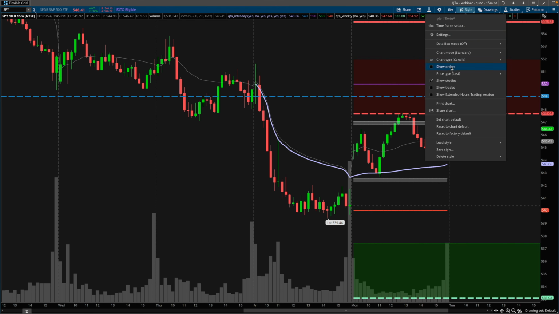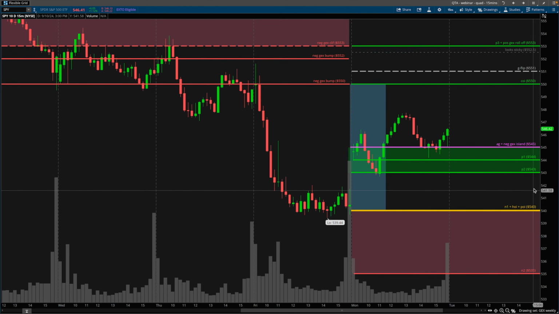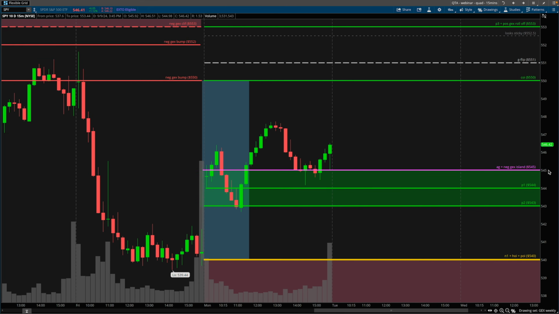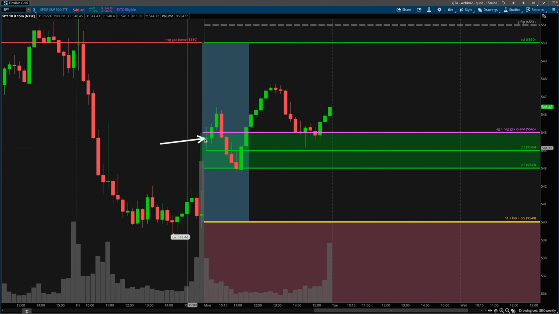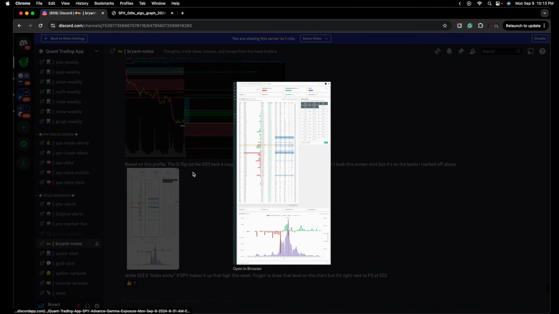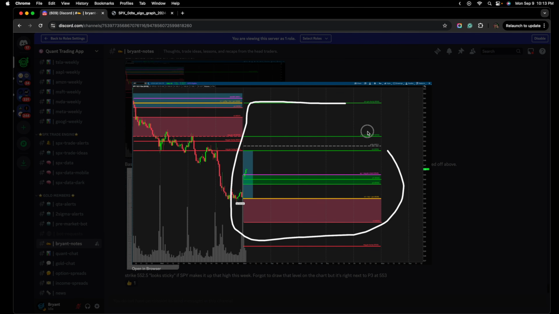Now, if we turn off all the studies again, what additional context do we have? What do we know? We have our weekly gamma exposure levels. These are the levels I like to plot at the start of the week. So in this case here, it's a Monday. As soon as the market opens, I run my gamma exposure profile for the week, and then I plot my levels on the chart, and I essentially have my roadmap or my blueprint for the week.